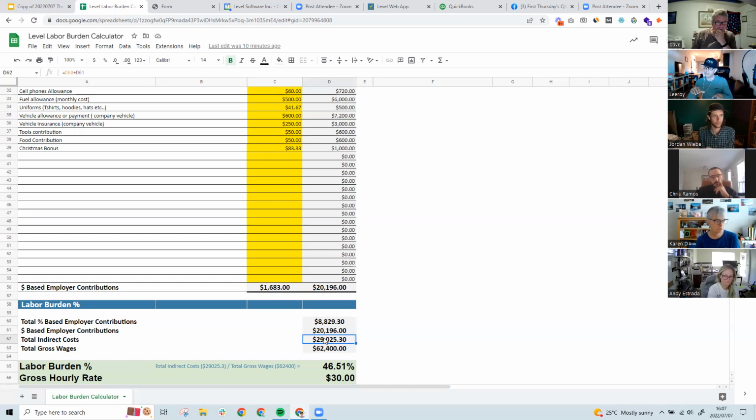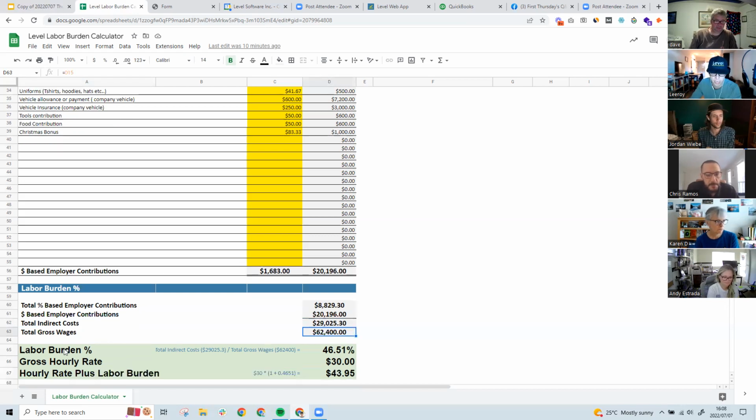Does that make sense? Right. That's an expensive employee. Yeah. So if our total indirect costs are 29K and our gross wages are 63K, we can calculate our labor burden percentage. Here I'm using that labor burden percentage formula, and in this case, the labor burden on this employee is 46.51%.